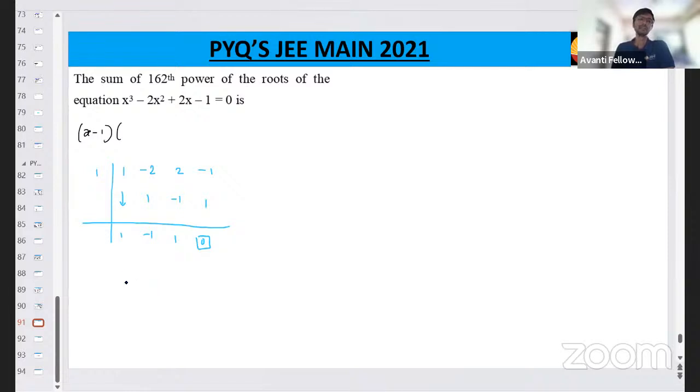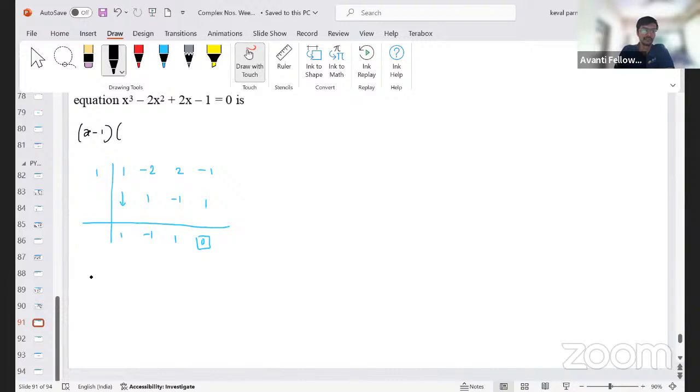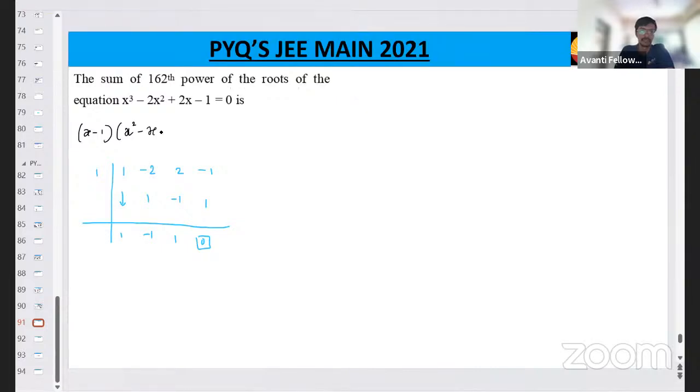Correct? And after this हम लोग को factors क्या मिलते हैं? One of the factors is x minus 1, and बाद में हम लोग लिखते हैं कैसे? x square minus x plus 1 equals to 0 by seeing the coefficient. Correct? अभी इसका मतलब x equals to 1 is a root. एक रूट तो मिल गया, और दूसरा क्या है? x square minus x plus 1 equals to 0.